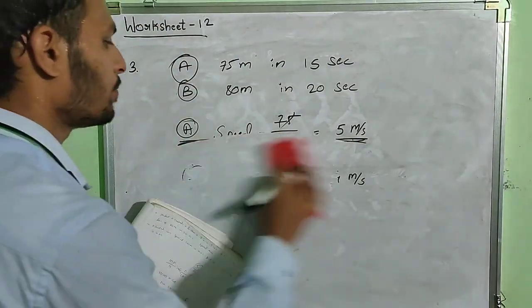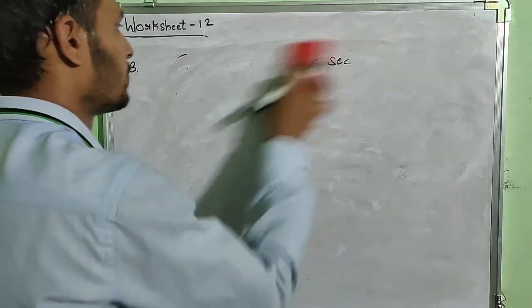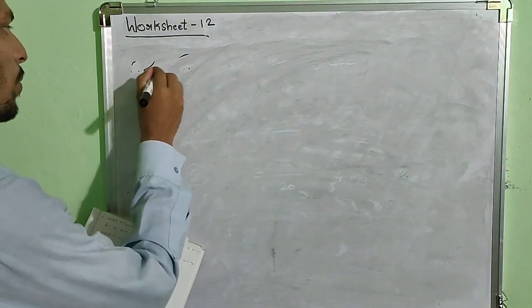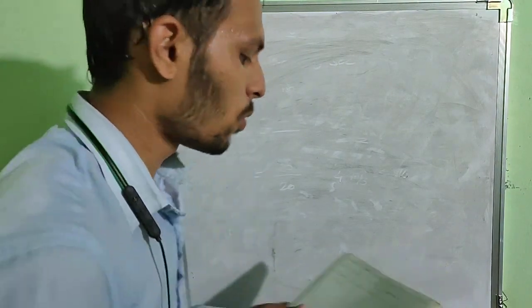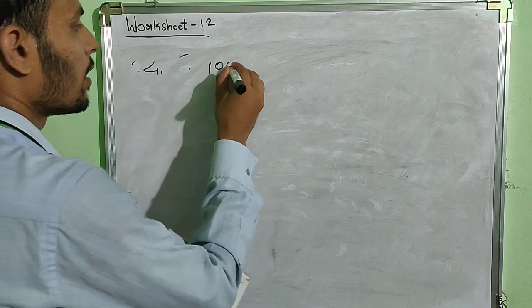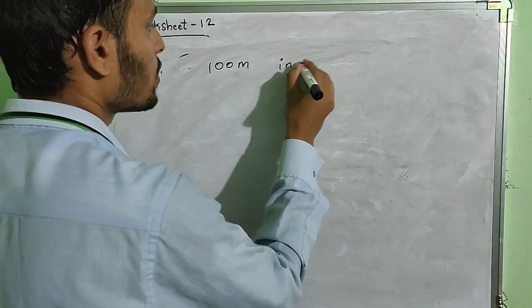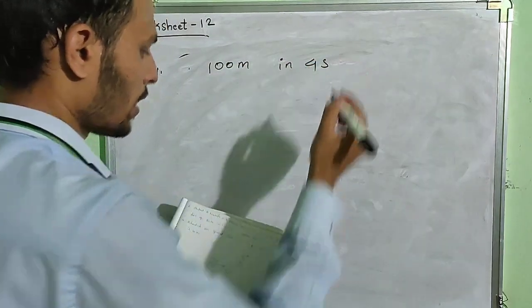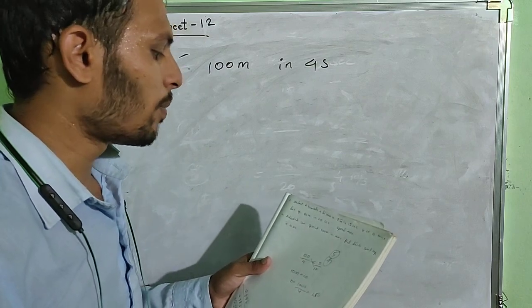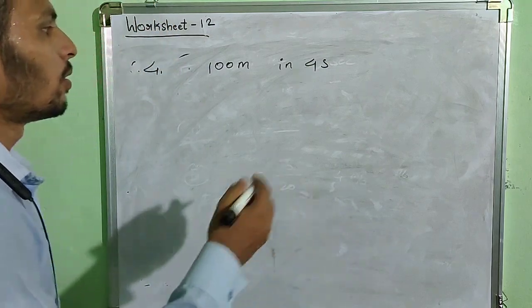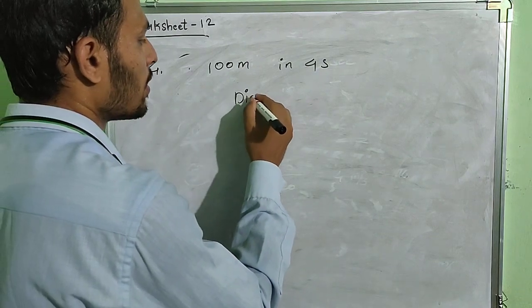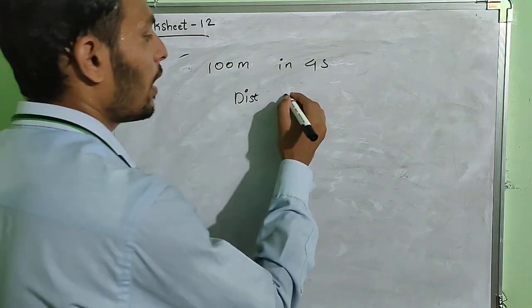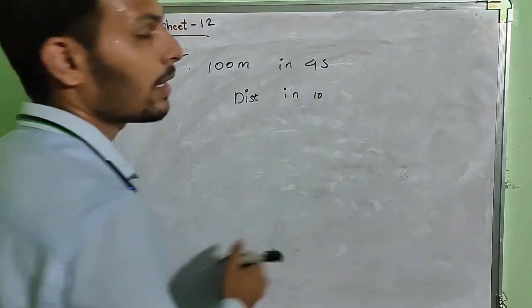Now let us see question number 4. A cheetah can run 100 meters in 4 seconds. He is asking to find the distance covered by the cheetah in 10 seconds.